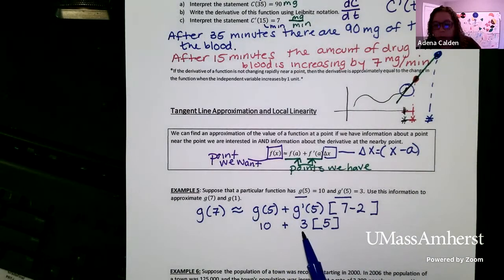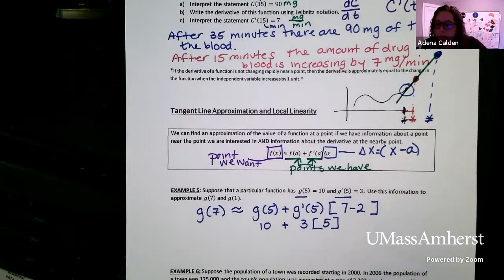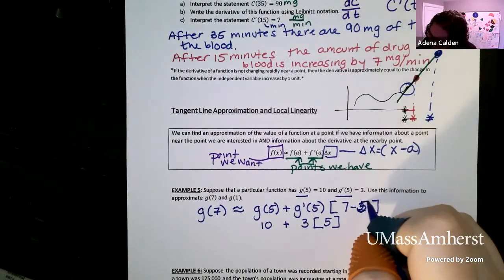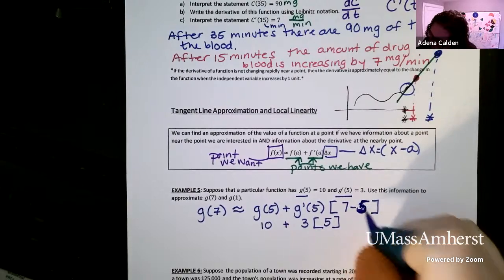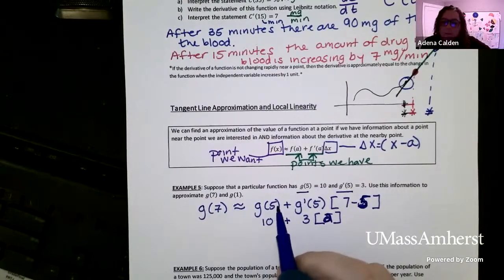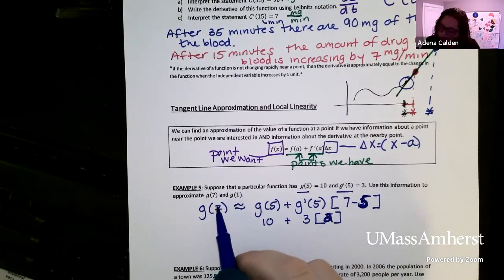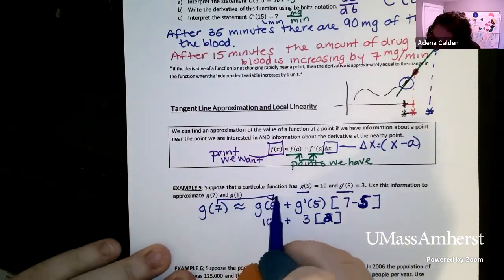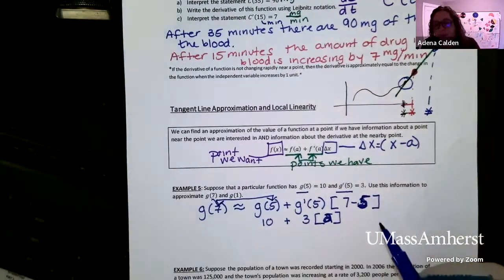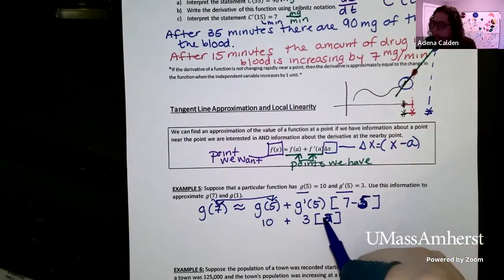Okay, so where was I? Go back for a moment. This should be a 5. I don't know why I wrote 2. So this is the point we want, 7, minus the point we have, 5. So we're looking for the difference between 7 and 5. I think I did the calculation in my head and wrote 2, and that was wrong. So 7 minus 5 is 2.